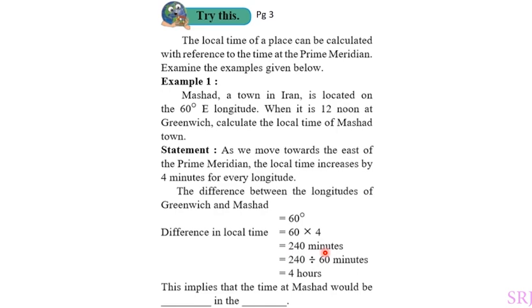So now in 1 hour, how many minutes are there? There are 60 minutes. So 240 divided by 60 minutes. The answer we get as 4 hours. So the answer will be, it implies that the time at Mashhad would be 4 p.m. in the evening. Now, why 4 p.m.? We know that as we move towards the east, the local time increases. So here, if it is 12 noon at Greenwich, we have to move 4 hours ahead of Greenwich time. And so, it will be 4 p.m. in the evening.